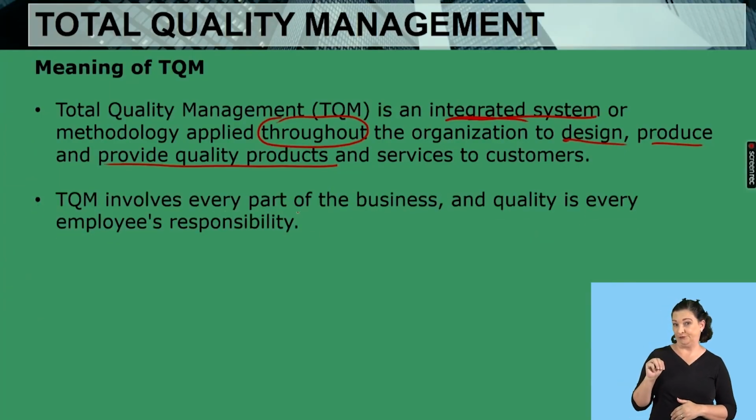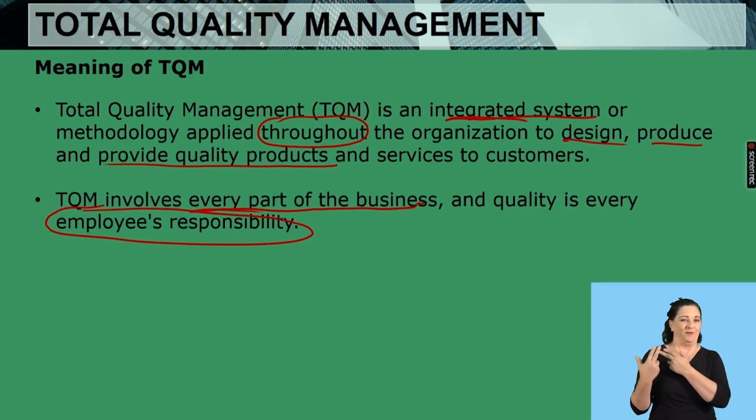TQM involves every part of the business and quality is everyone's responsibility. So if I am working at a restaurant, for instance, total quality management says that everyone has a role in ensuring quality, from the cleaner to the CEO of the business. Because if the business is not clean, then people are not going to look at how good the food is, but they are going to focus on how dirty the environment was. So TQM ensures that each and every employee is playing their part.